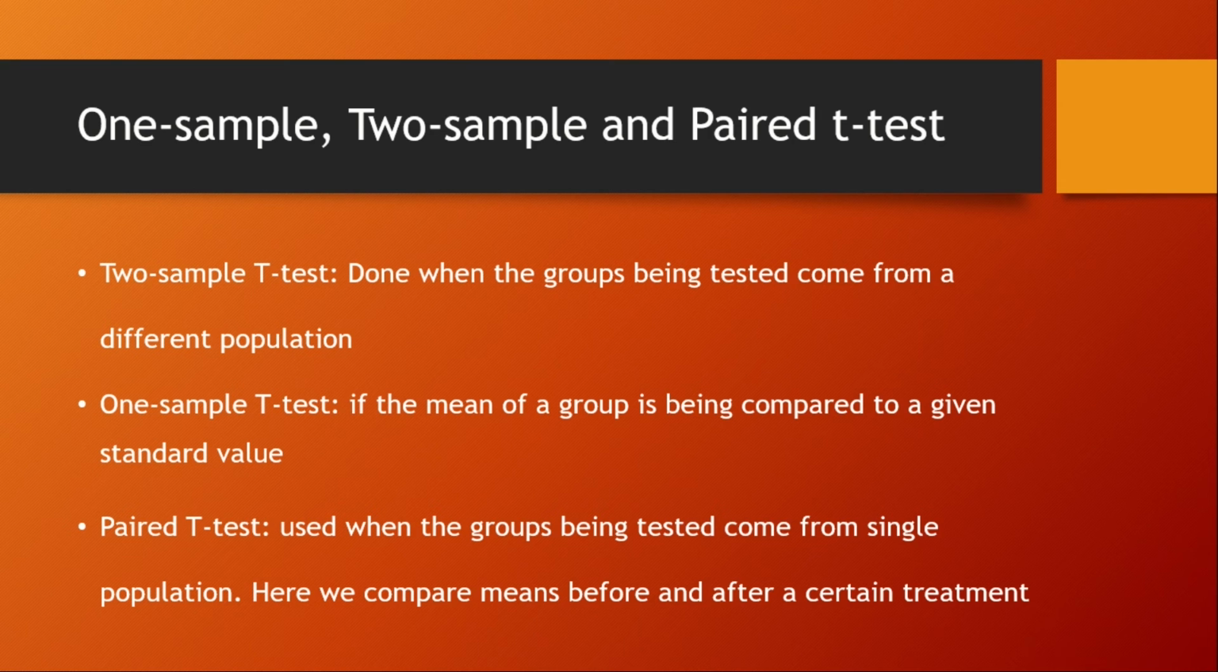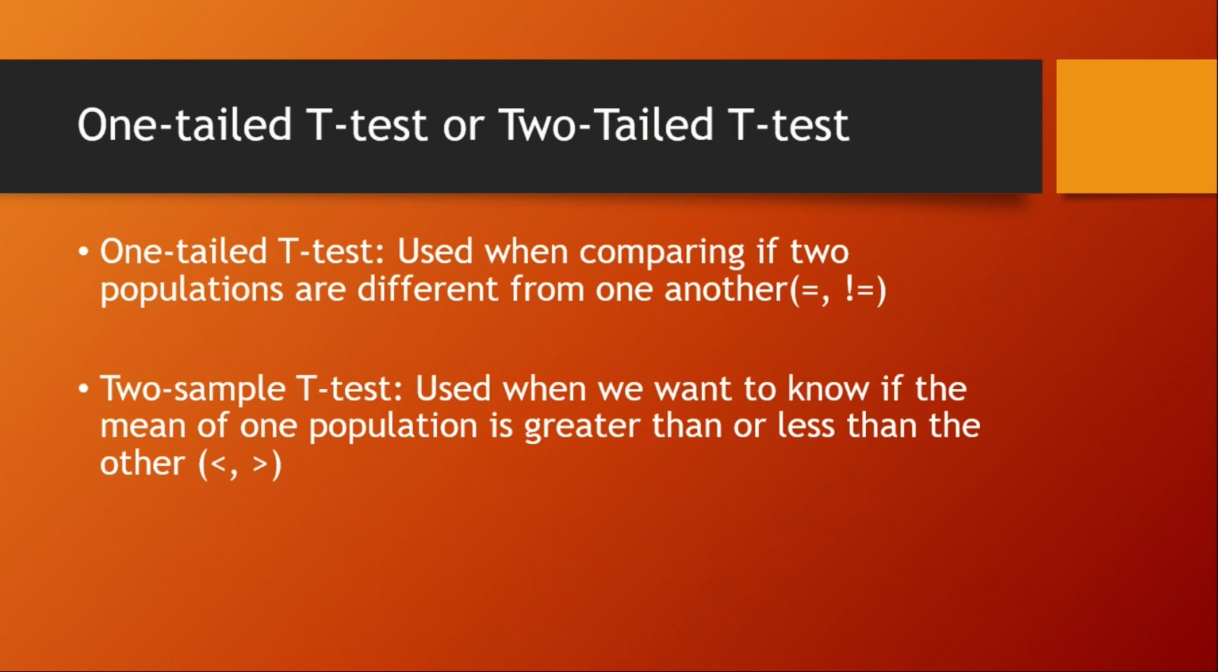Okay? So paired t-test is used when the groups being tested come from a single population. Like the first example I gave, you enter into a classroom, you find boys and girls, or let me not use that example. You're a doctor, you're trying a certain medicine, you want to know the effect before and after that medicine has been administered. So we use paired t-test. The single population, that population is your patients. Let me not explain too much.